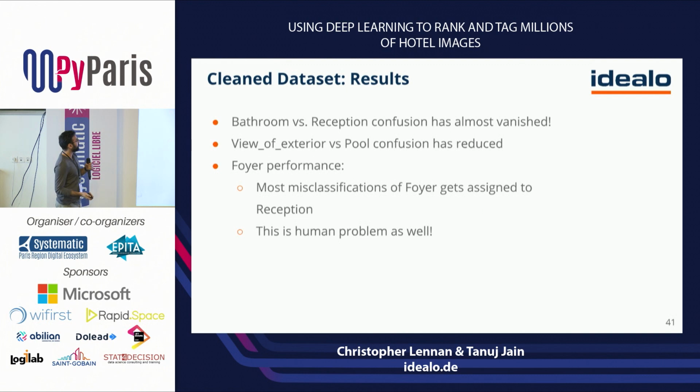What you basically see here is that a lot of confusion has gone. The bathroom versus reception problem of bias is almost gone. We also had some problems with exterior and pool. Exterior is how the hotel looks from the outside versus pool. That's also gone. We also have a class called foyer. And this still is a problem. But this is also a human problem.